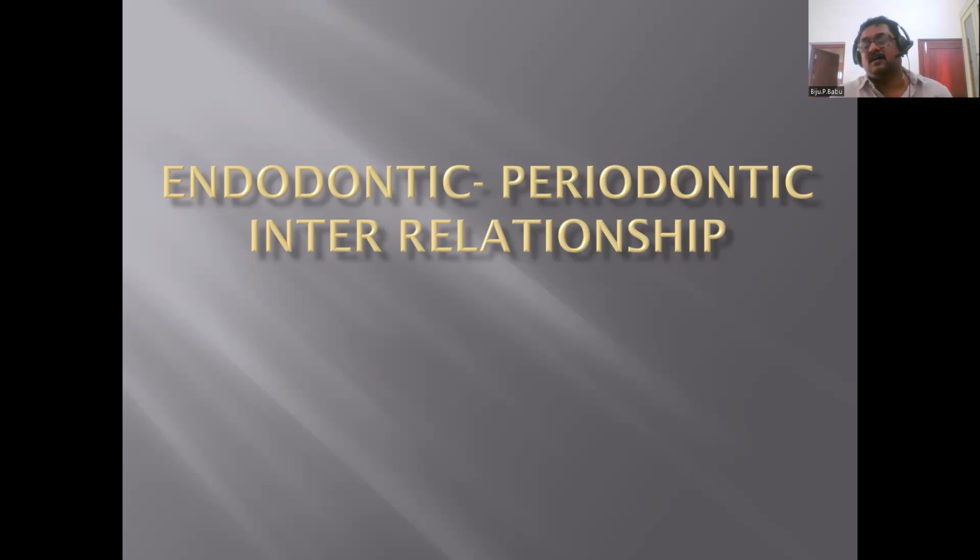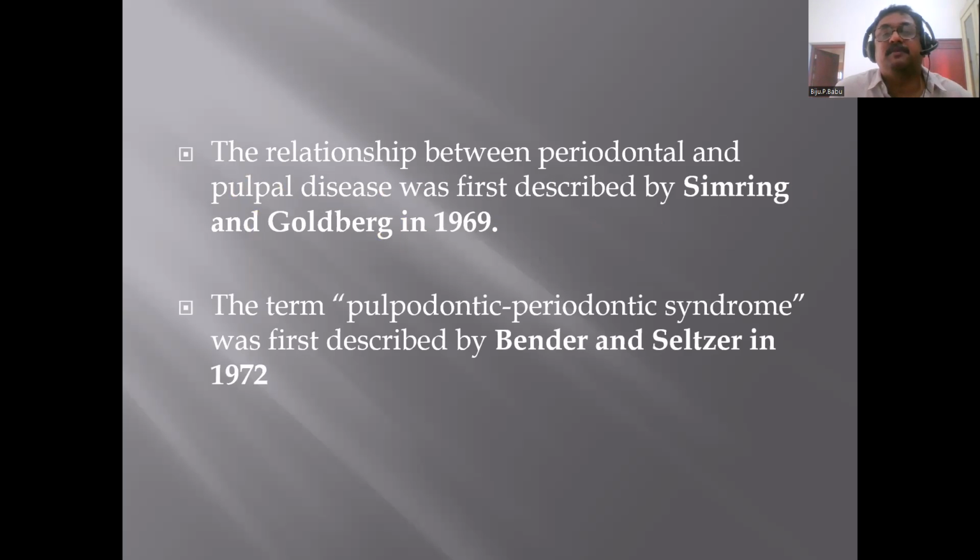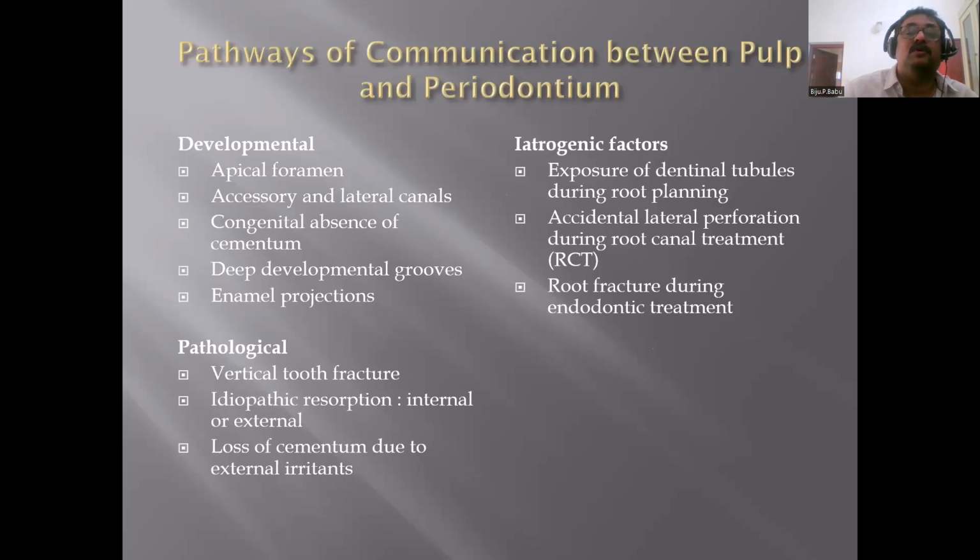Now, coming to this relation, the relation between the periodontal and the pulpal disease was first described by Simring and Goldberg in 1969. Later on, the term pulpo-periodontic syndrome was described by Bender and Seltzer in 1972, and it is still relevant. The terminology has changed slightly. It has become the endodontic periodontic interrelation, but a lot of treatment aspects have improved since 1972.